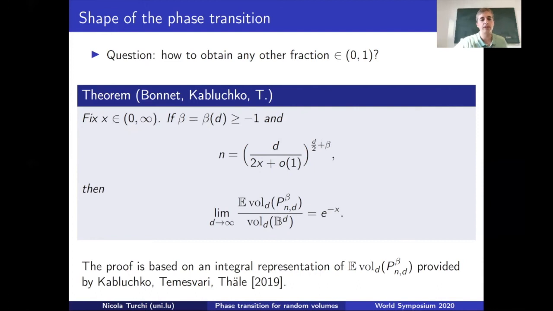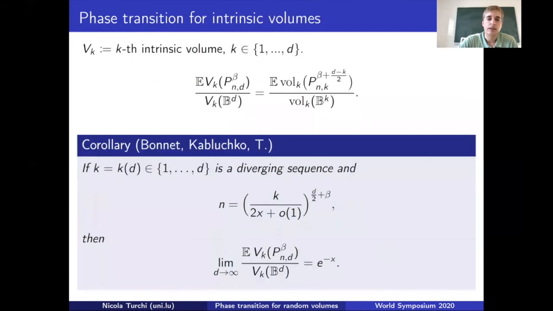And the proof is based on the integral representation of the expected volume of beta polytopes provided by Kabluchko, Temesvari, and Taylor in 2019. And again, in that paper, they have another very interesting relation that connects the volume of the beta polytope to the intrinsic volume of another beta polytope that lives in another Euclidean space with a different parameter beta, as you can see here in this equation.